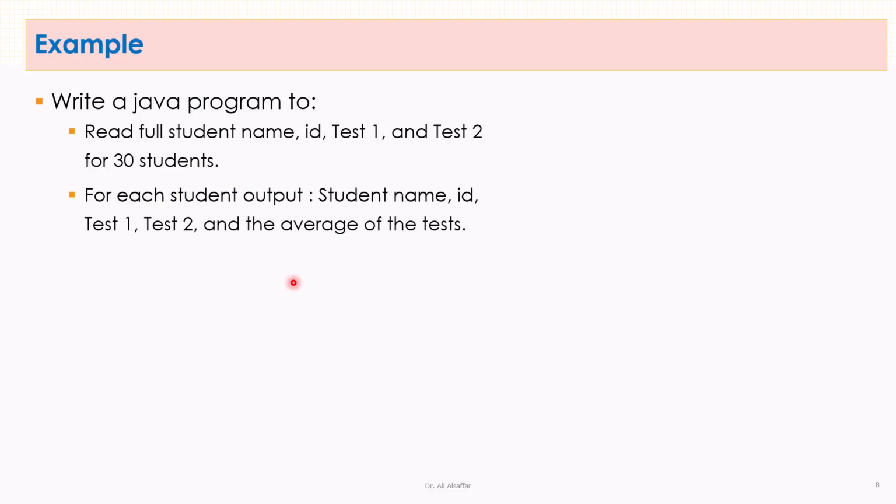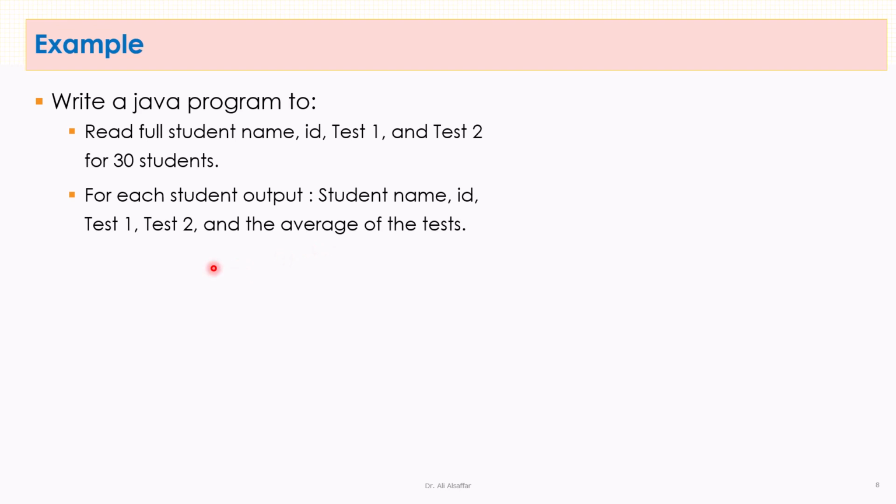Now that we have put the 3 steps in a complete program, next we would like to have an example showing you how to type an input from the user and save this input into an output file. In this example, we want to write a Java program to read the full student name, ID, test1, and test2 for 30 students. And for each student, we need to output the student name, ID, test1, test2, and the average of the tests. Do we need an array for these 30 students or not?